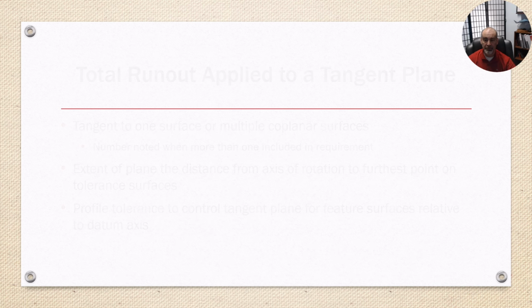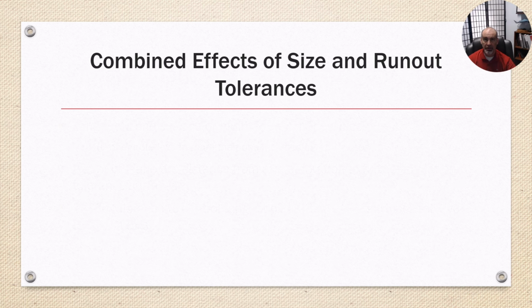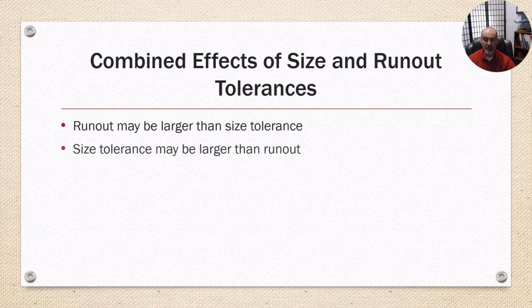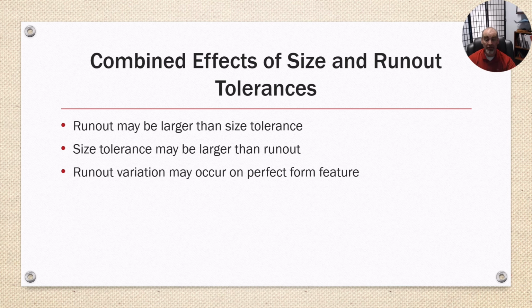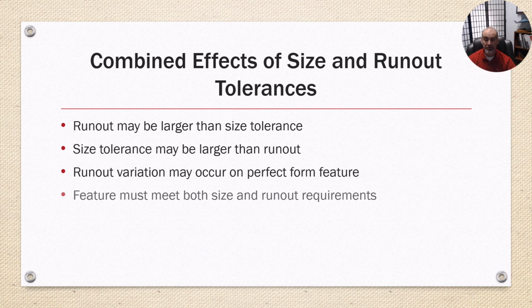Okay, combined effects of size and runout tolerances. Runout may be larger than the size tolerance. The size tolerance may be larger than the runout. Okay, one or the other. That's allowed because it's regardless of feature size. Runout variation may occur on a perfect form feature, and the feature must meet both size and runout requirements. So one doesn't trump the other.